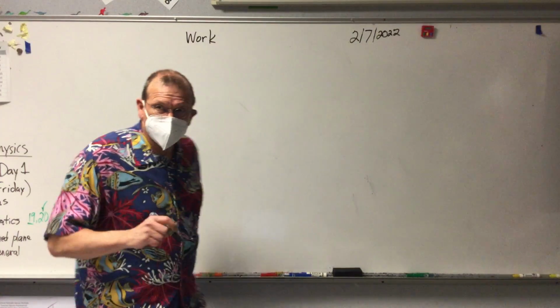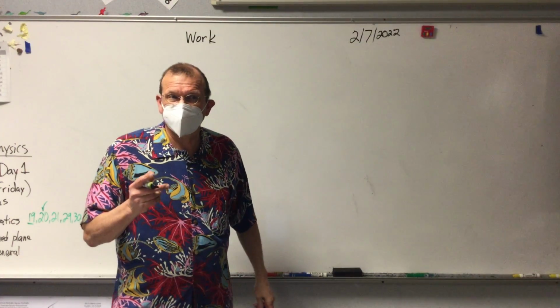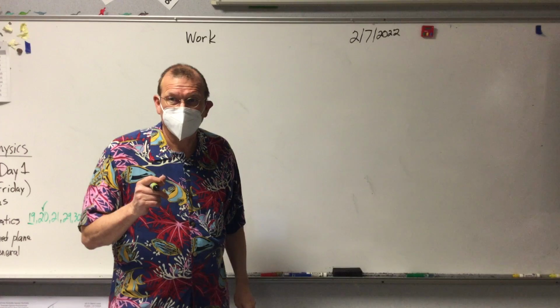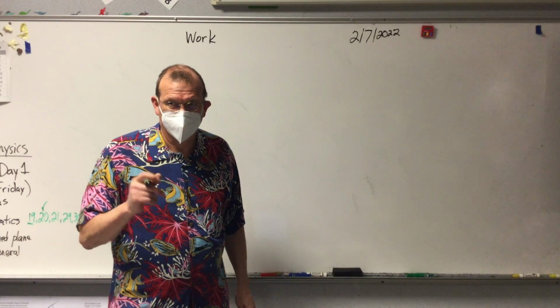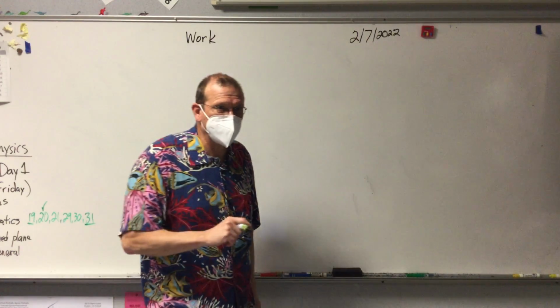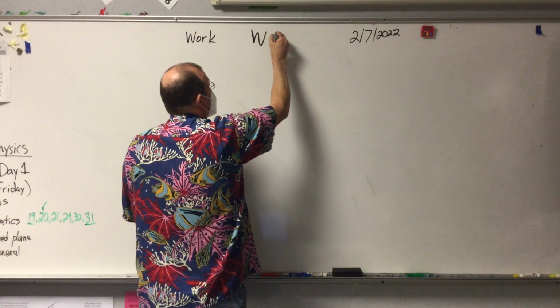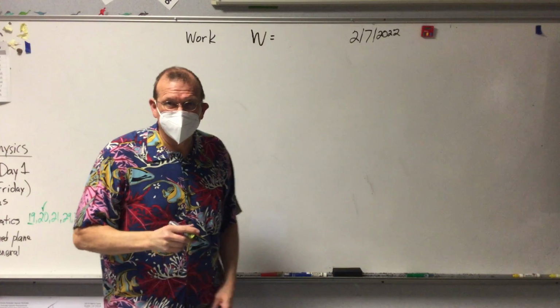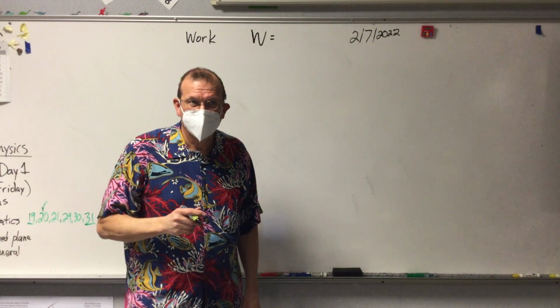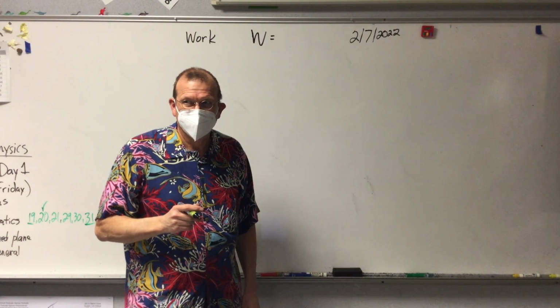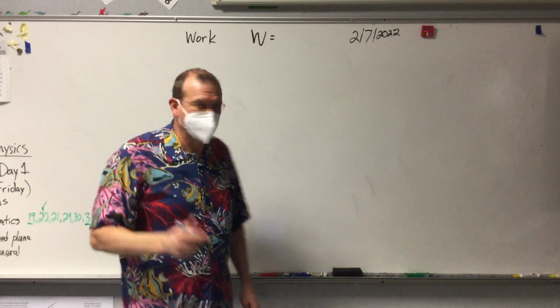Our unit is work. What's our variable for work? Capital W. What's the equation we had? F times delta x. Okay.